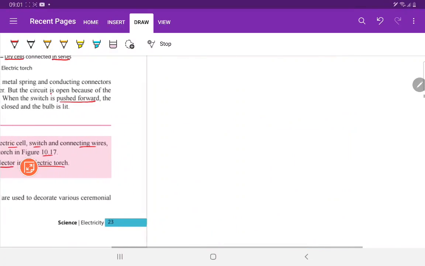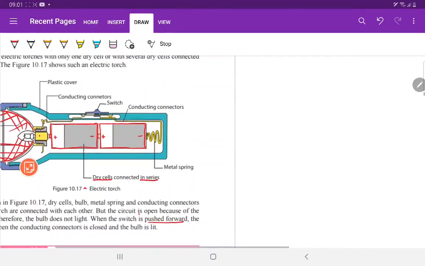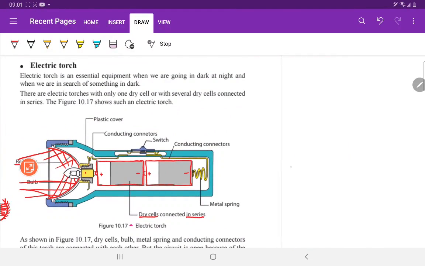Okay, reflector. I said, now if you draw the circuit diagram, here see the bulb is there. The bulb is connected with the conducting connectors. Here is the switch, and after that, here is the positive terminal and the negative terminal. Positive terminal and the negative terminal.